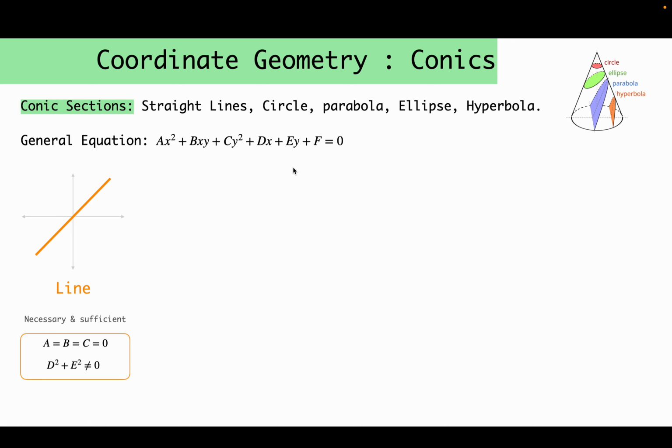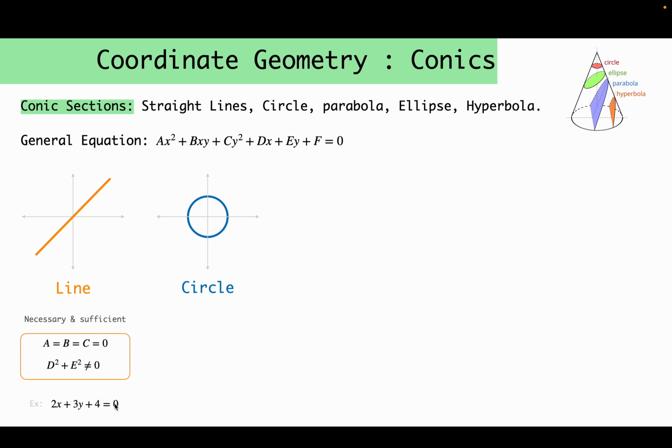So we know the basic equation of a line, whether it is ax plus by plus c equal to 0 or y equal to mx plus c. They represent the general equation of a line. So this particular general equation also forms a line when a, b and c are equal to 0, and any one of the coefficients, either d or e, should be non-zero. To enforce that, we are using this d square plus e square not equal to 0. So this is one form of a line passing through the origin, but the line can be anything in a two-dimensional coordinate system. And this forms the necessary and sufficient condition for a line. So this is one example of a line.